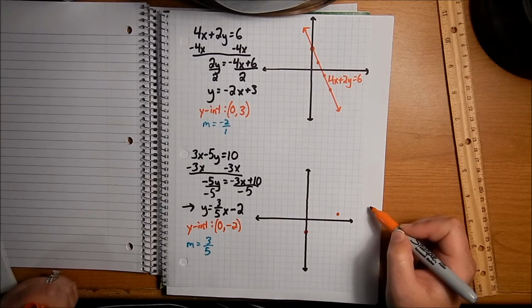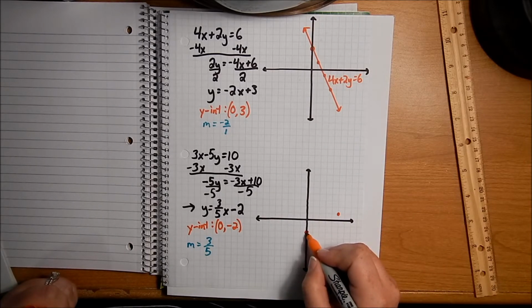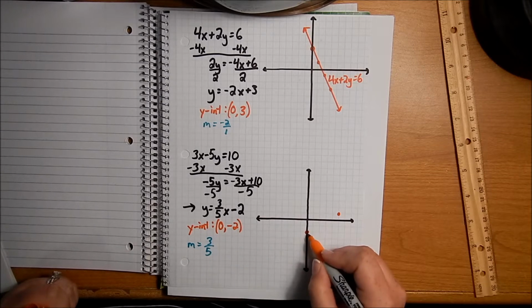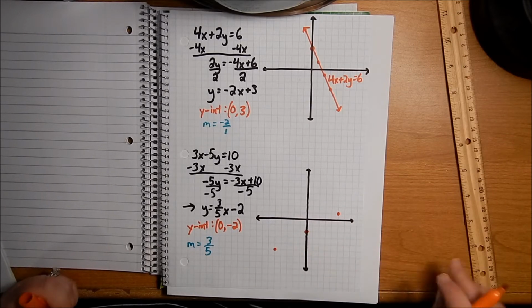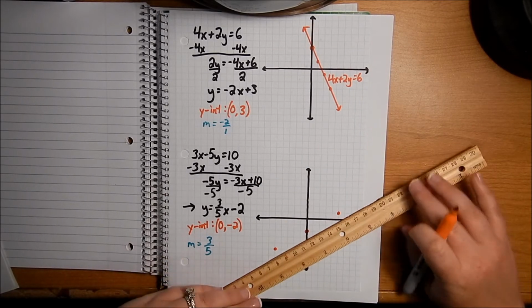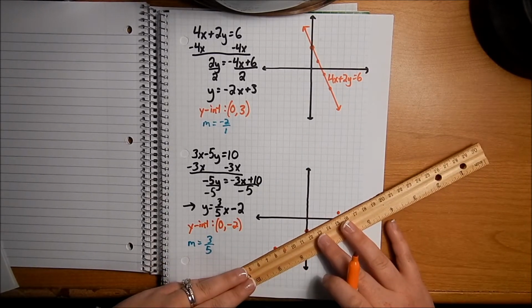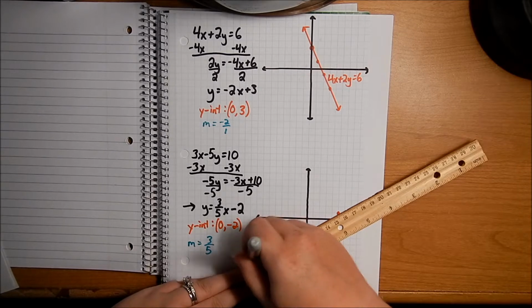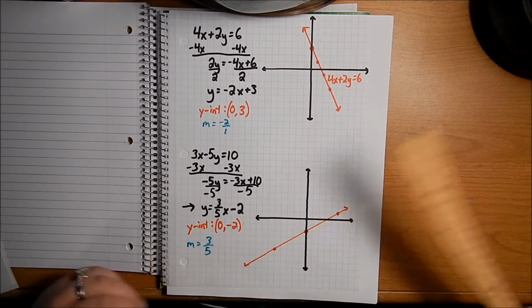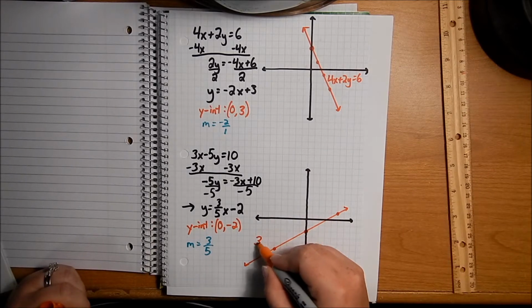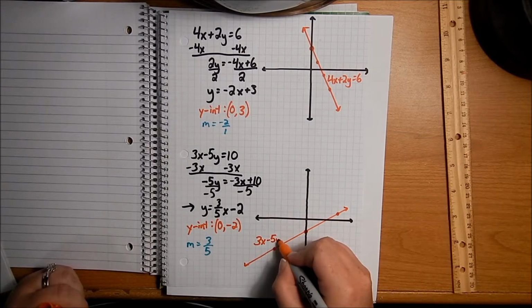Okay, and I'm out of room to do it again, so I can go back to my starting point and do the opposite of both. Go down 3 to the left 5. Alright, and then connect these dots. And label my graph 3x minus 5y equals 10.